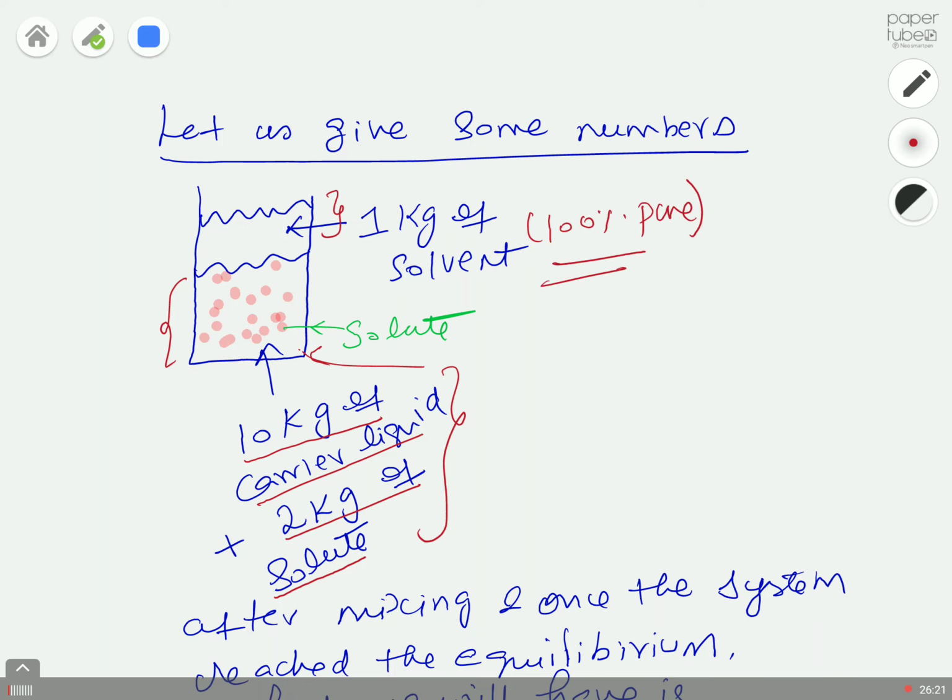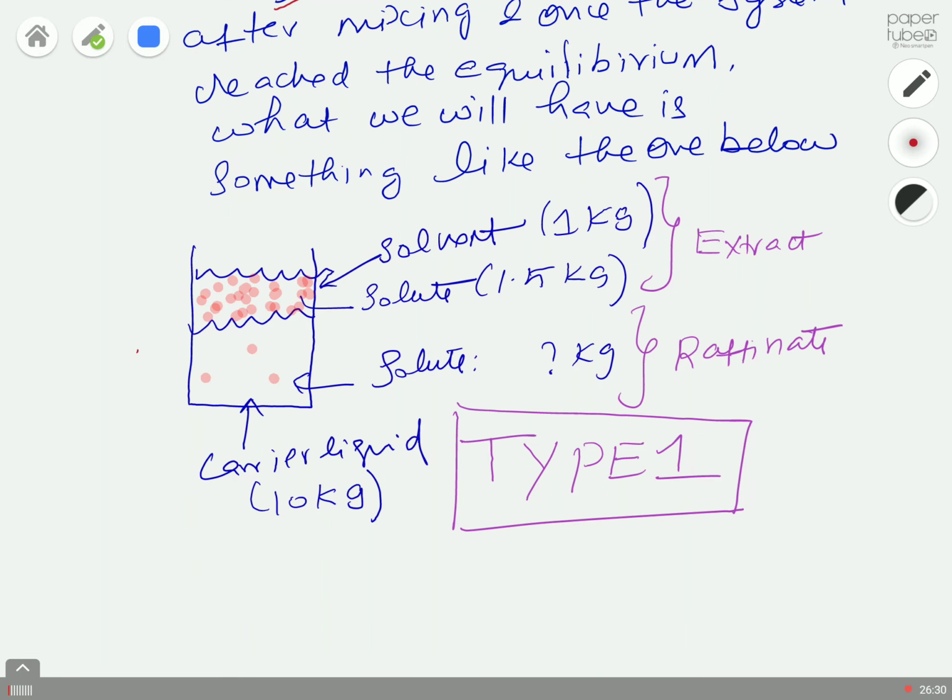So after mixing, once the system reached equilibrium, just imagine your solute particles have already moved from your carrier liquid to the solvent side, and this is at equilibrium. Just assume for the moment that you have 1 kg of solvent, and we are going to assume in this experiment this is a type 1 system, which means the solvent and your carrier liquid are both completely immiscible.